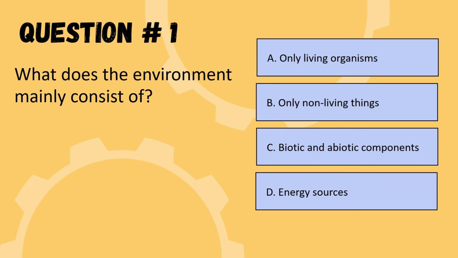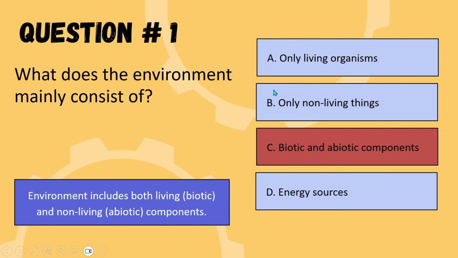Your first question is, what does the environment mainly consist of? The options are only living organisms, only non-living things, biotic and abiotic components, and energy source. So your correct option is option C, biotic and abiotic components. You can see the explanation in the blue box for why this option is correct. So we are moving to the next question.